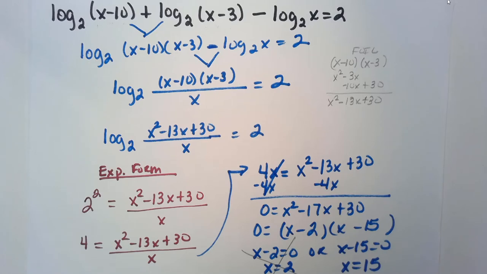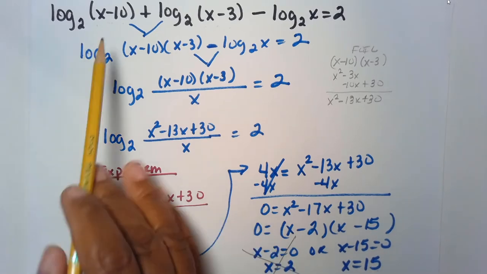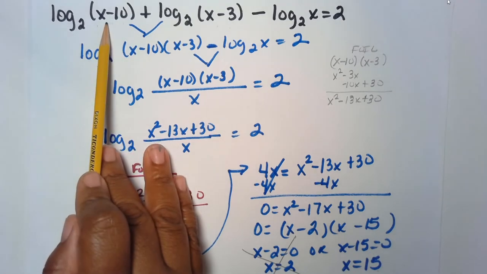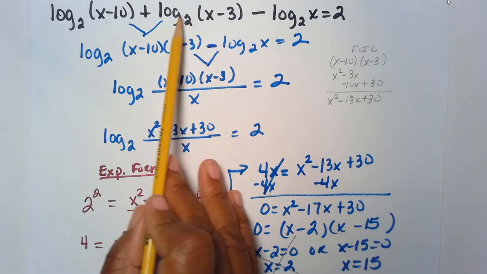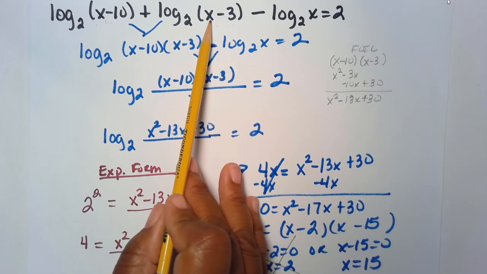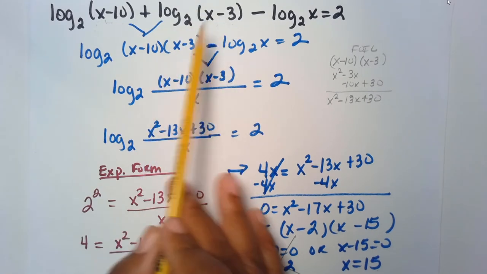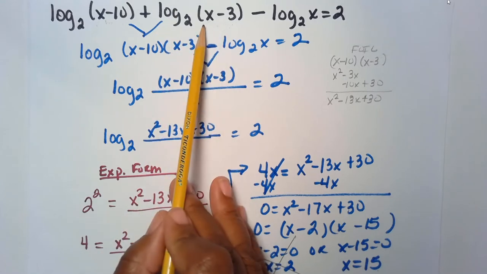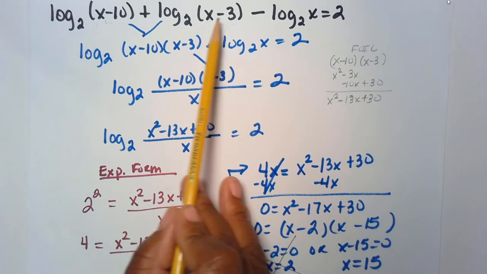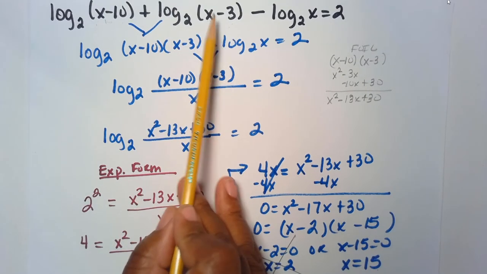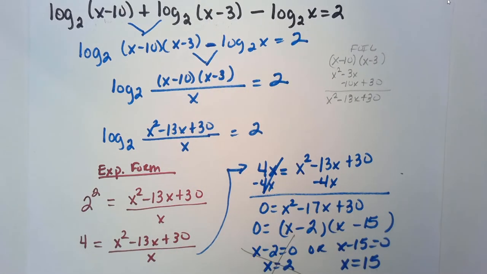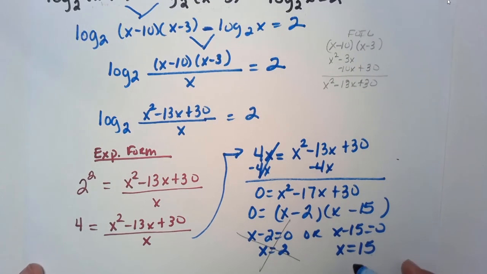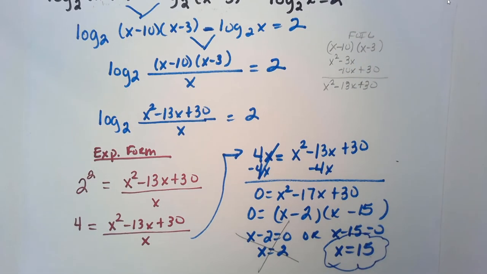Okay, but let's plug 15 in. We have 15 minus 10, that would give us 5. That's what we want, positive 5. And then we have here log base 2 of x minus 3. We say 15 minus 3. That would give us a 12. Positive 12, that's what we want. And here we have positive 15. Therefore, our solution, our only solution, is 15.